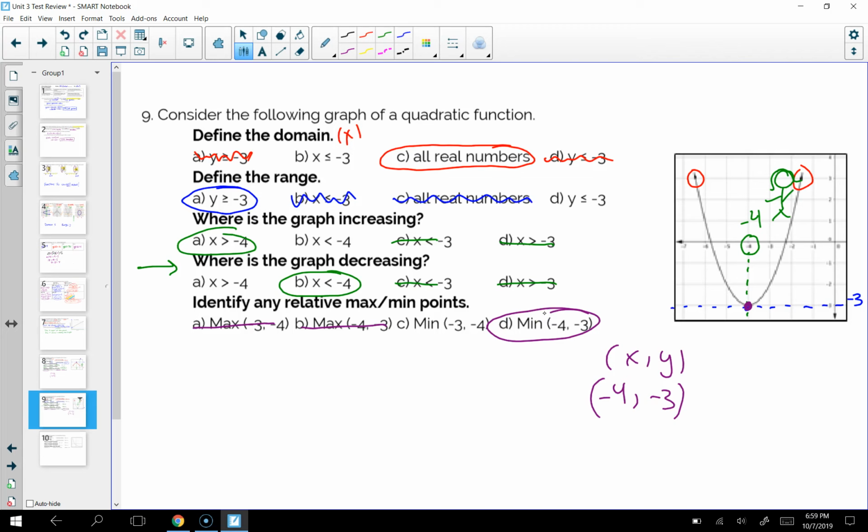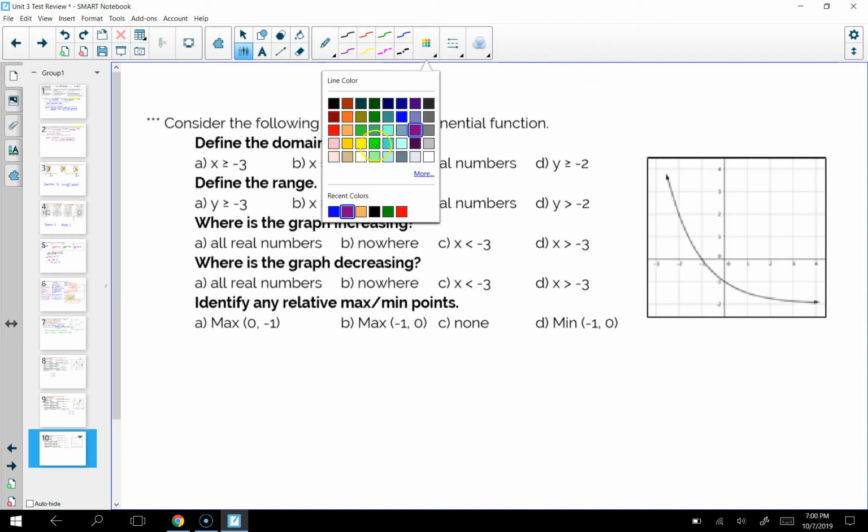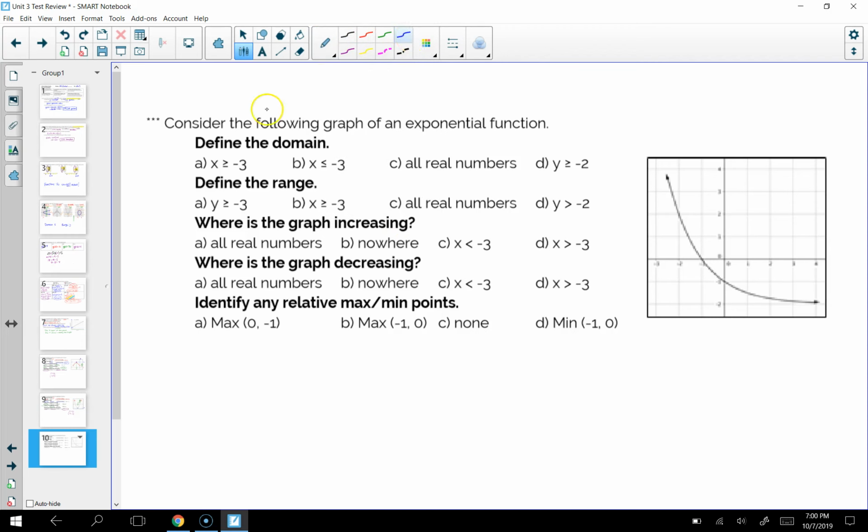Alright, last one. We can do it. This one's special. It's different than the other ones. It's called an exponential function. We are still going to look at the same features of it. Our domain, again, we're looking left to right. As we see, there are arrows. So once again, all real numbers. And once again, we know domain is x. So get rid of our y options.